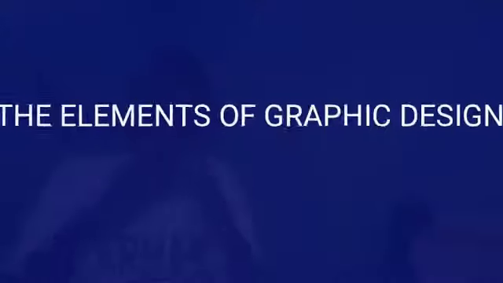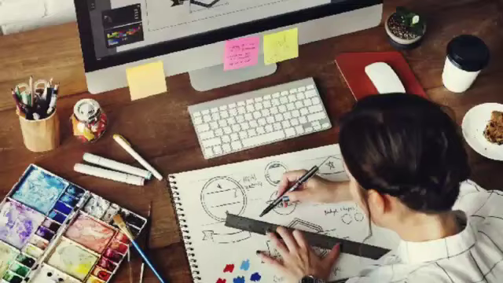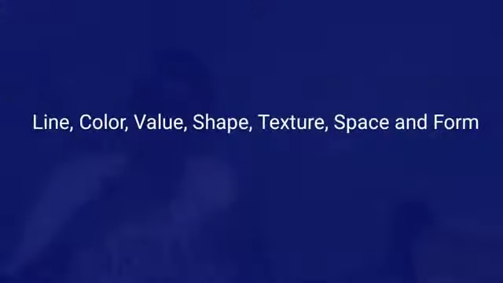What are the elements of graphic design? Graphic design elements are the most fundamental ingredients from which all designs in the world are created. They serve as the raw material used together by a graphic designer to achieve a certain design. These elements are the line, color, value, shape, texture, space, and form. These are the elements which a graphic designer uses together to get a certain design from scratch.